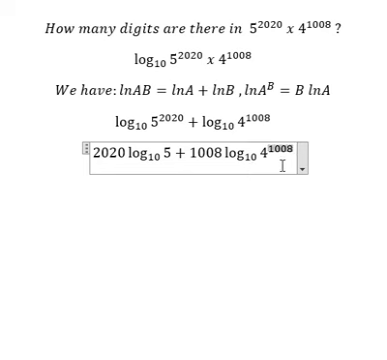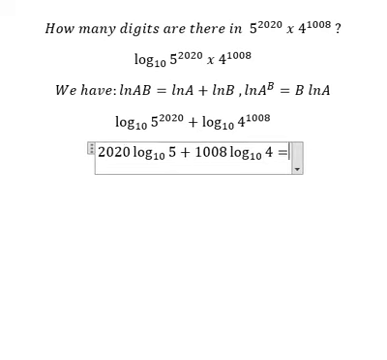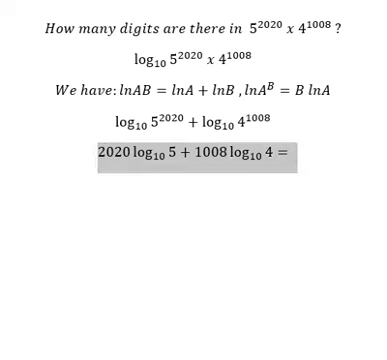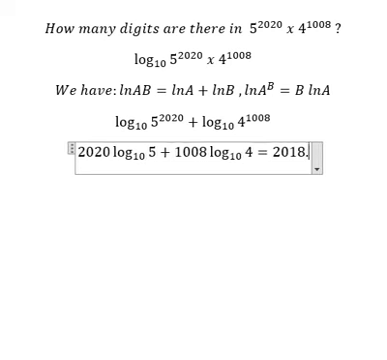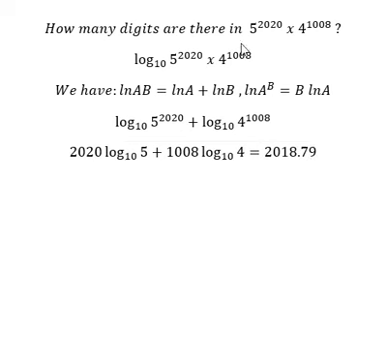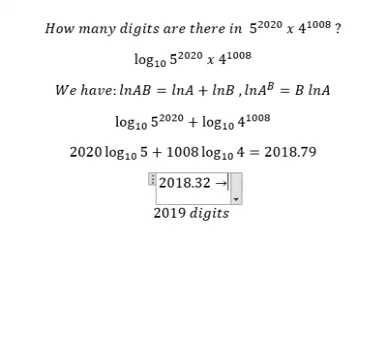So we calculate this one, and this is about 2018.79. That means we have 2019 digits. So be careful, if the answer is about 2018.32, they still consider it 2019 digits in here.